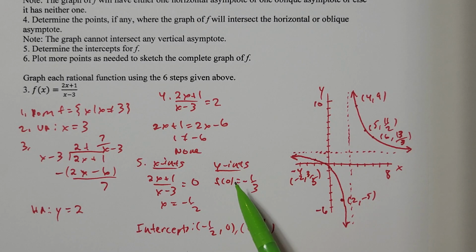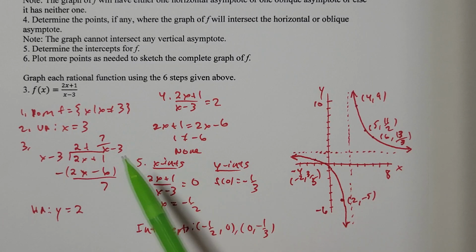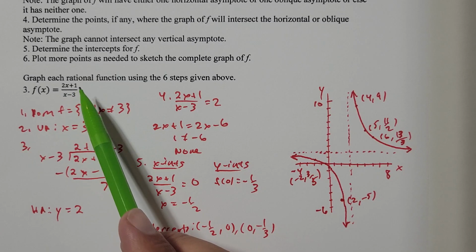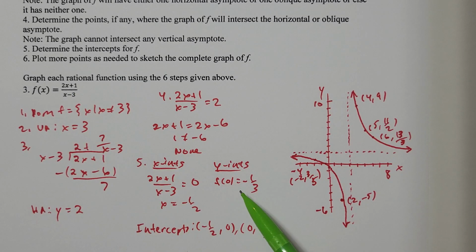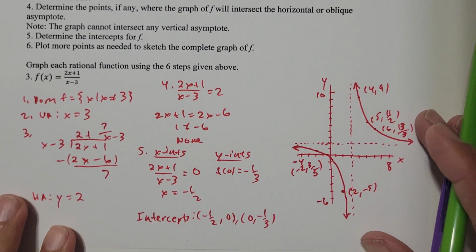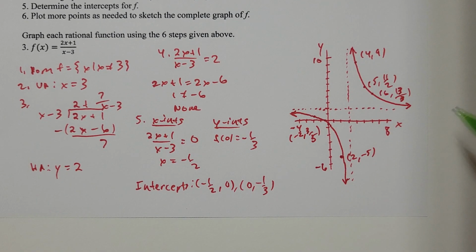To get the y-intercept, I need to let x be 0, and if I plug 0 into this function, I get 1 divided by negative 3. So this graph is going to have two intercepts, which occur when x is negative 1/2 and y is 0, and when x is 0, y is negative 1/3. So those 2 points would be on this graph.